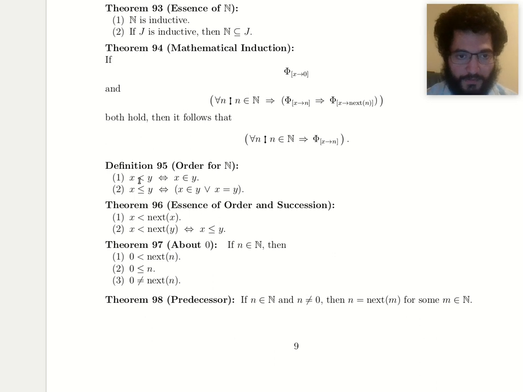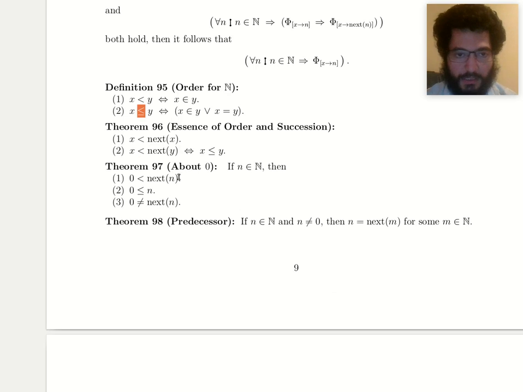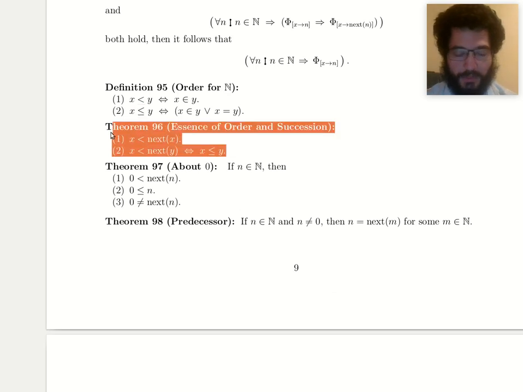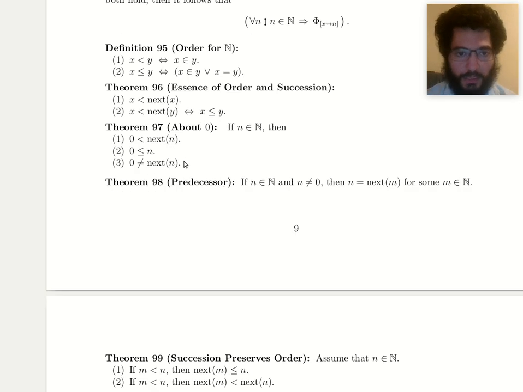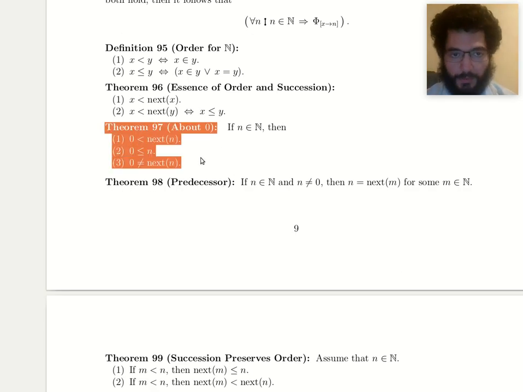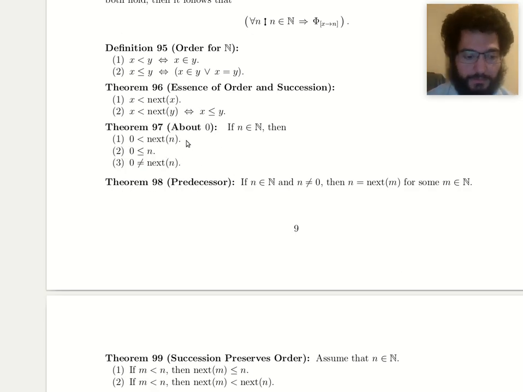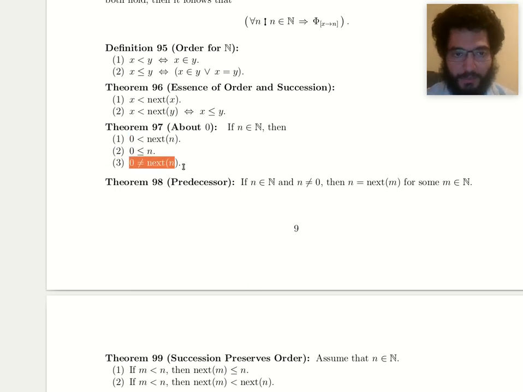And we defined an ordering, less than or equal to, and these are the fundamental facts about those that we use throughout our proofs. We established some properties of 0. 0 is the least natural number, and nothing comes before 0. So 0 is not the next of anything.